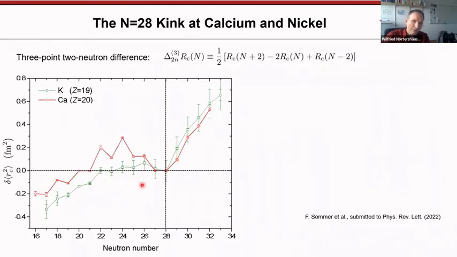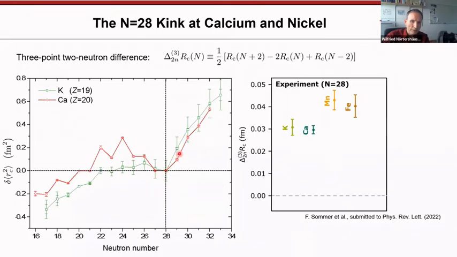Now let's have a look at the kink for calcium, and for potassium actually, and now we compare that with the kink in nickel. As already introduced by Burgert yesterday, we can use the so-called three-point neutron difference in order to have a quantity for this kink strength. So it gives in principle a change of the slope at the magic shell closure, or at the shell closure.